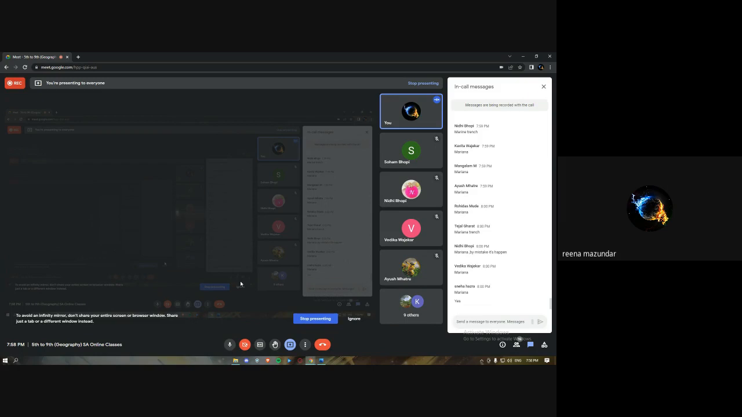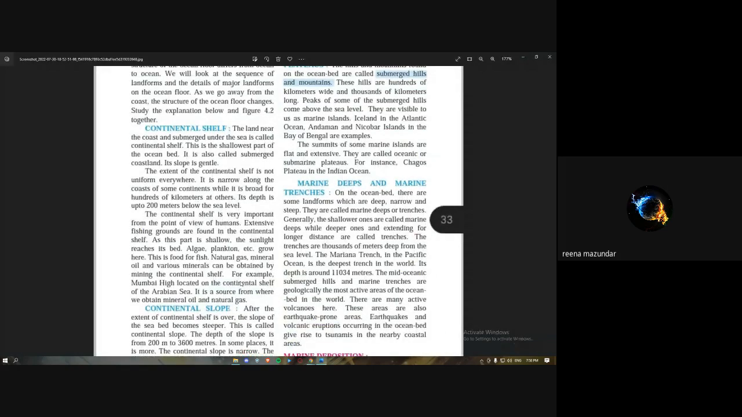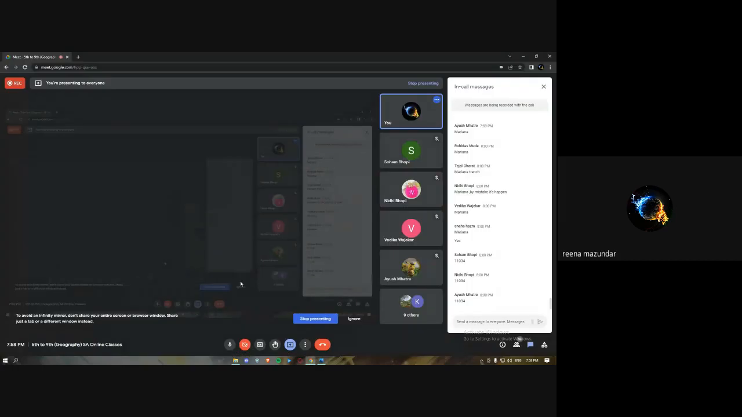Okay. Now, what is the depth of this Mariana Trench? How deep is it? What is the depth of the Mariana Trench? 11,034 what? Meters. Put it there. 11,034 meters. Yes. Very good.